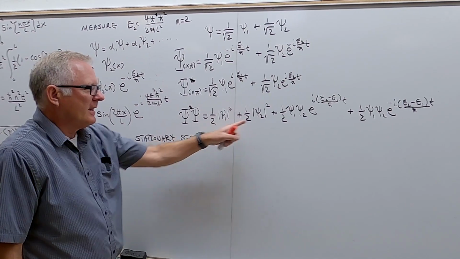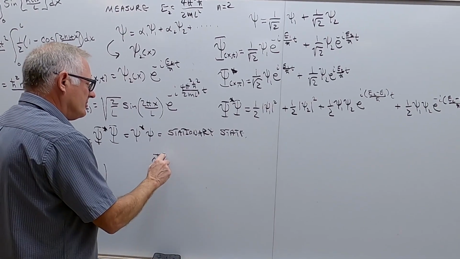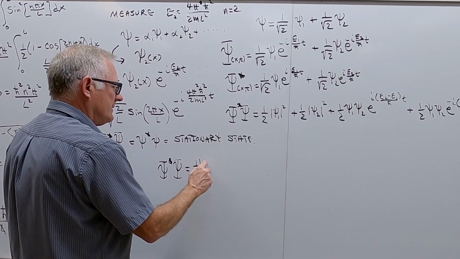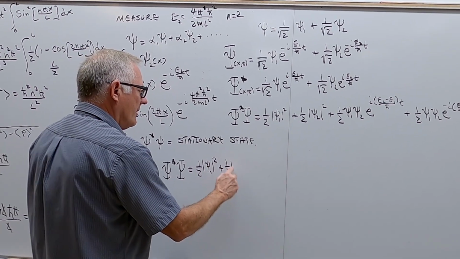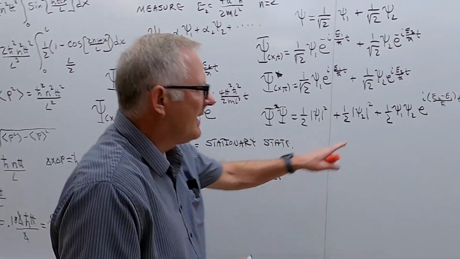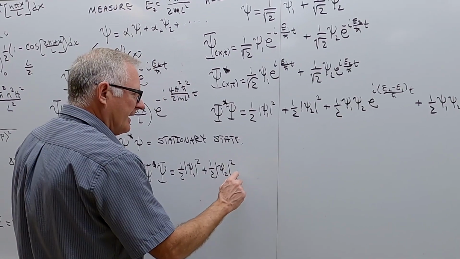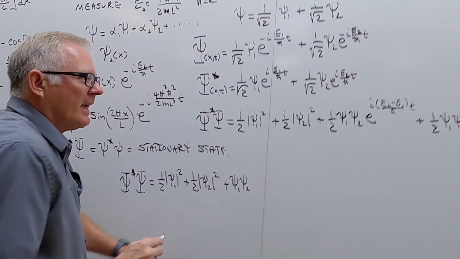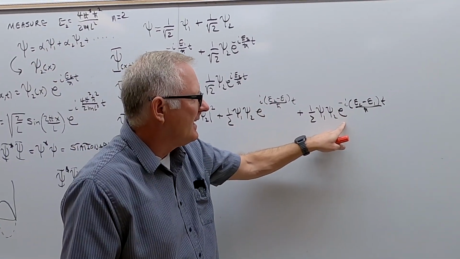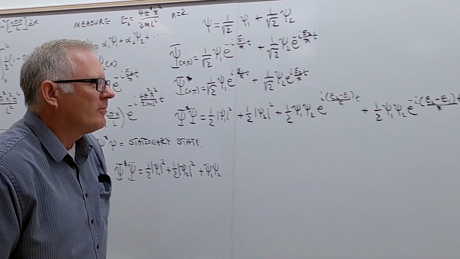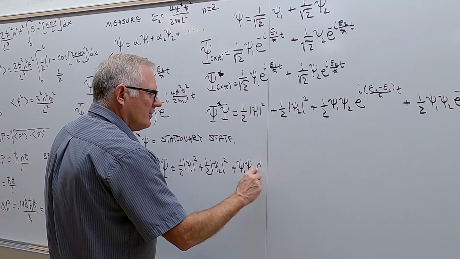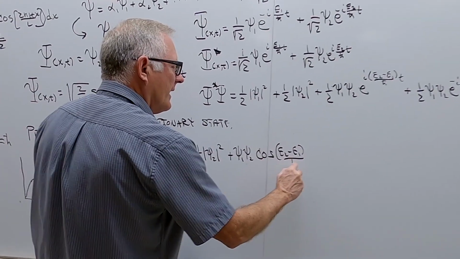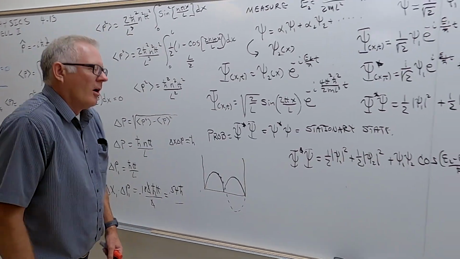Okay, so if I just rewrite this again, we get big psi star psi, the probability of where you're going to find it as a function of time, is equal to 1/2 psi 1 squared plus 1/2 psi 2 squared. And then out of these two, I can factor out the psi 1, psi 2, and I'm left with e to the i something plus e to the minus i something all over 2. Well, remember we said from complex numbers, that's just the cosine function. So that's just the cosine of E2 minus E1 all over h bar t. Okay, so this is the probability.